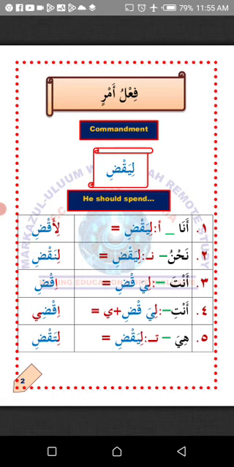Ithnan, number two, nahnu, we. So how do we change the verb liyaqdi to suit nahnu? All you need to do is to detach ya'un and attach nunun. The verb liyaqdi will now become linaqdi, which means we should spend. Thalatha, number three, anta, you, representing a single male person.